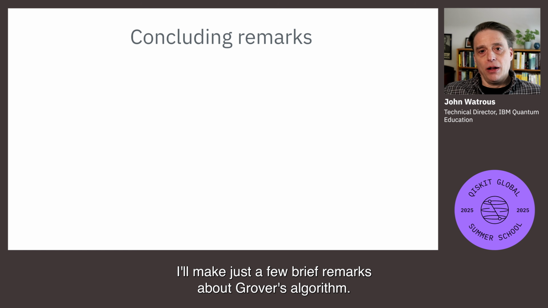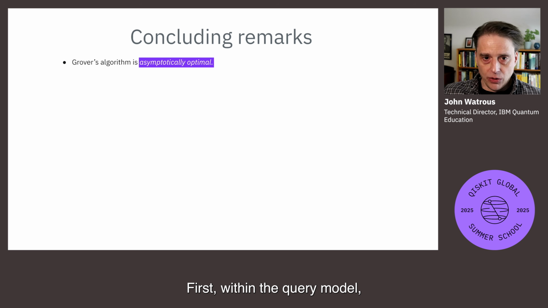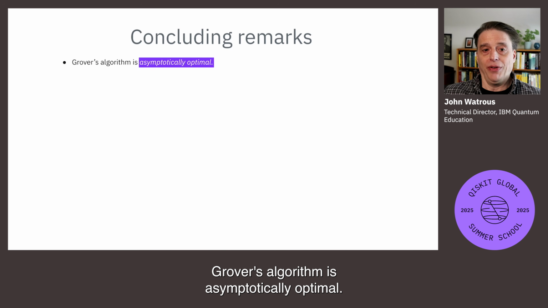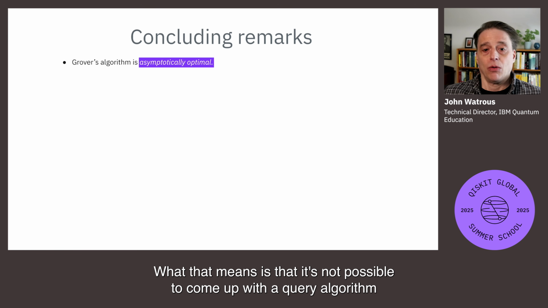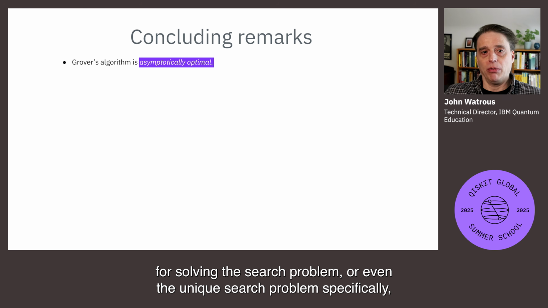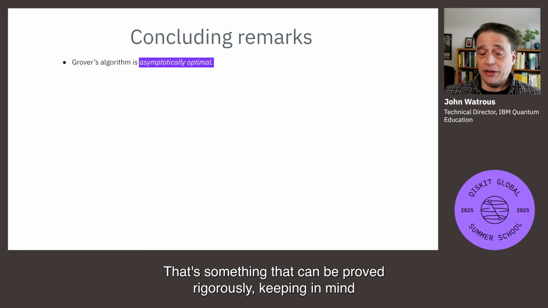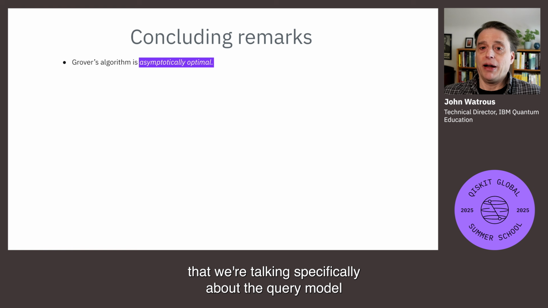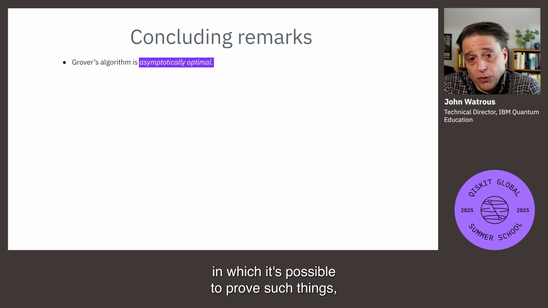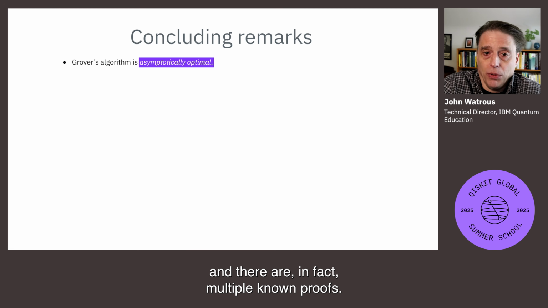To conclude, I'll make just a few brief remarks about Grover's algorithm. First, within the query model, Grover's algorithm is asymptotically optimal. What that means is that it's not possible to come up with a query algorithm for solving the search problem, or even the unique search problem specifically, that uses asymptotically less than big O of root n queries in the worst case. That's something that can be proved rigorously, keeping in mind that we're talking specifically about the query model, in which it's possible to prove such things, and there are in fact multiple known proofs.